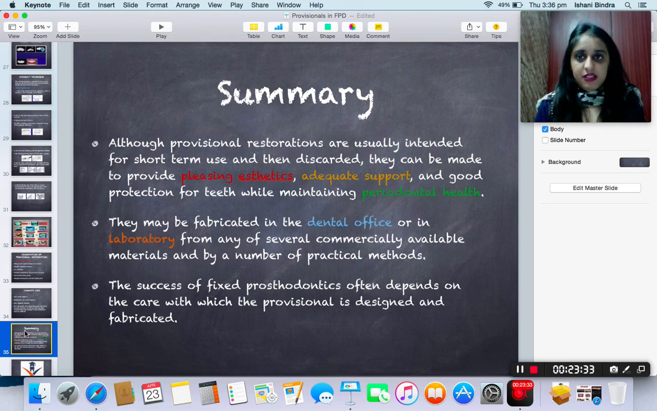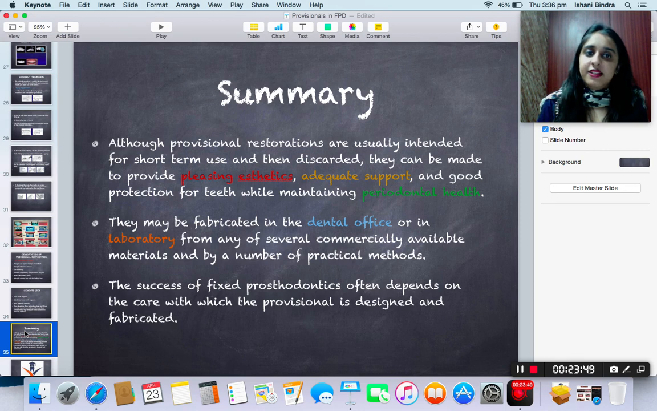Coming on to the summary, although provisional restorations are usually intended for short term and then discarded, they can be made to provide pleasing aesthetics, adequate support, and good protection for the teeth while maintaining periodontal health. They may be fabricated in the dental office or in the dental laboratory from any of the several commercially available materials and by a number of practical methods. The success of fixed prosthodontics often depends on the care with which the provisional restoration is designed and fabricated.